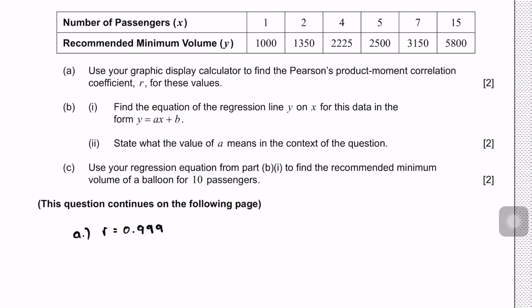Find the equation of the regression line y on x for this data in the form y equals ax plus b. And then part 2 asks us, state what the value of a means in the context of the question. So we've got an equation of a line. We want to find the line of best fit essentially right here. In standard slope-intercept form, we usually call this y equals mx plus b, but what is in front of our x is just our slope. And they're asking us, what does this mean in a real-world context?